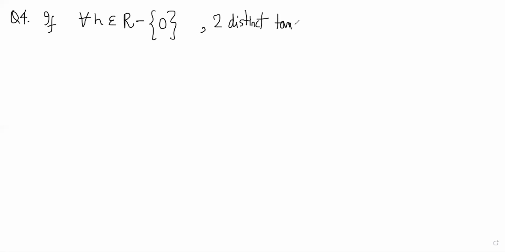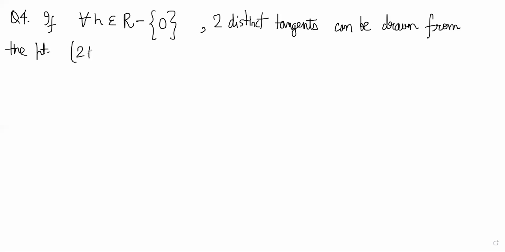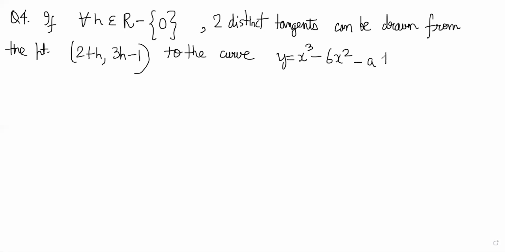Then this one: for all h belonging to R minus 0, two distinct tangents can be drawn from the point (2 plus h, 3h minus 1) to the curve y is equal to x cube minus 6x square minus a plus bx.